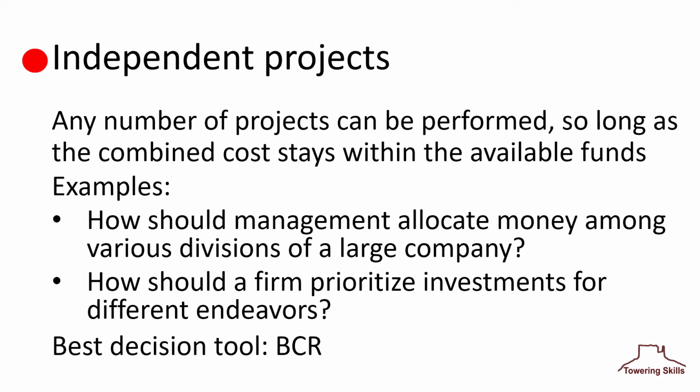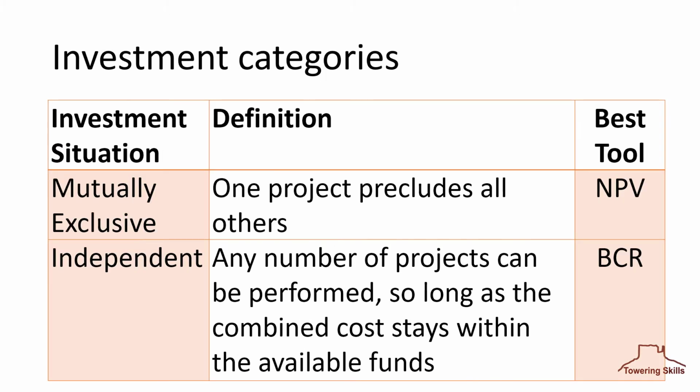With independent projects, where an investor can perform any number of projects within funding limits, examples include: how should management allocate money among various divisions of a large company? How should a firm prioritize investments for different endeavors? The best decision tool is the benefit cost ratio. Rank projects according to their benefit cost ratio at a specific discount rate. The highest ratio is the best project. This table summarizes what we've just covered.